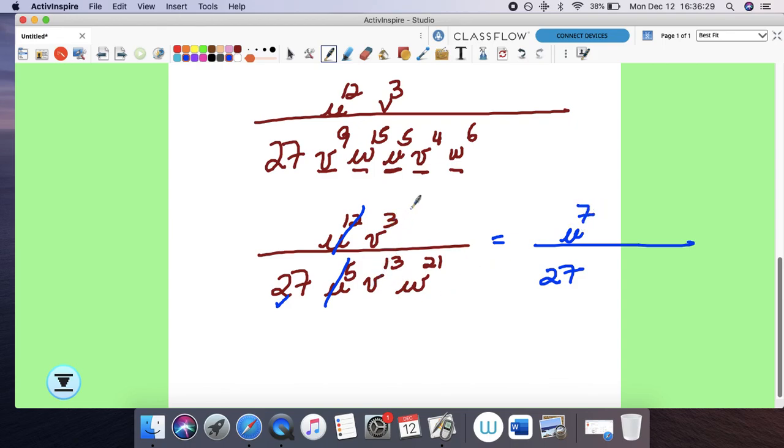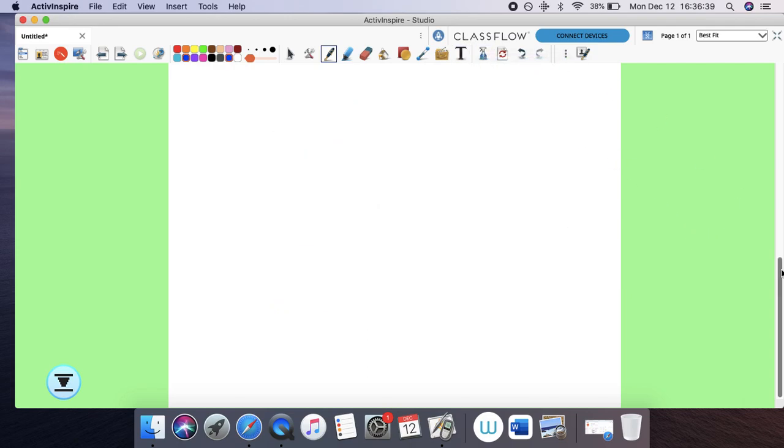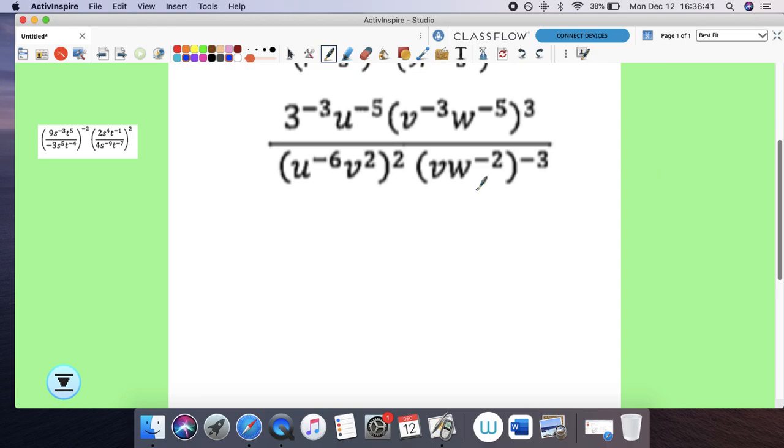V3 and V13, I can simplify. I'm going to get V10 at the bottom. And W21. Alright? Alright, so not that bad. It's a lot of work, but not really that bad.